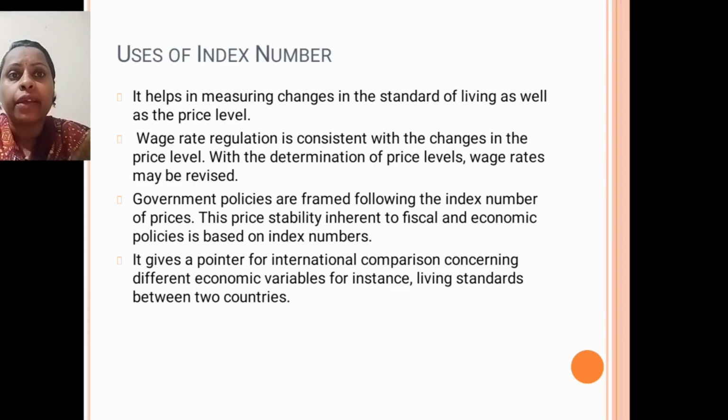Wage rates are regulated consistently with the changes in the price level. With the determination of price level, wage rates may be revised. Government policies are framed following the index numbers of prices. The price stability inherent to fiscal and economic policies is based on index numbers. It gives a pointer for international comparison concerning different economic variables, for instance, living standards between two countries.